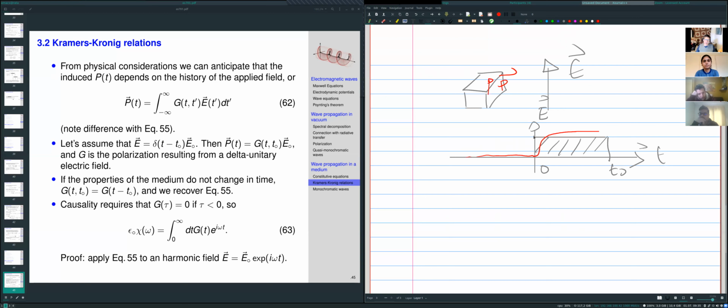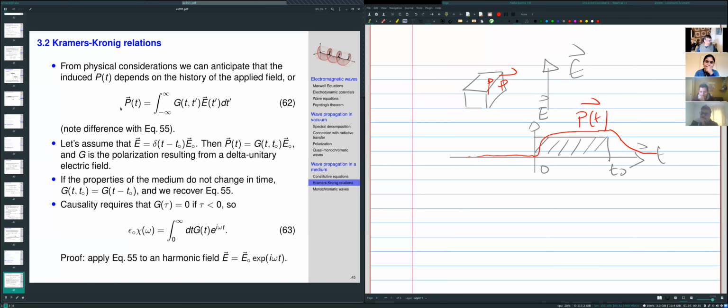So the polarization will increase and go to some steady state value. But it's not going to be instantaneous. So that would be P of t. And when we shut off the electric field, the polarization is also going to decrease back to 0. But there is a delay. So what I'm trying to say here is that the response of the polarization to the applied electric field is not instantaneous. It depends on the history.